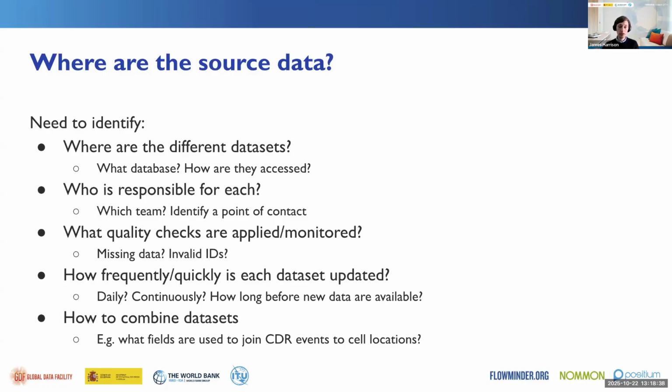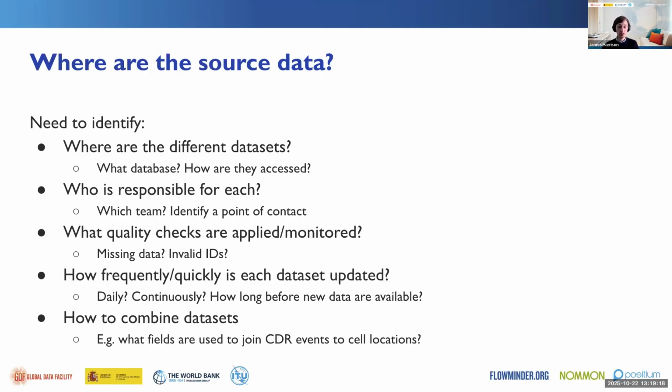What quality checks are applied and monitored? So can we be sure that there's no missing data, no time ranges that have got lost somewhere? Are there checks to ensure that for example, the device IDs, the cell IDs appearing in this data set are valid? It's possible there are invalid values there. So yeah, we want to know what checks are already being applied, how confident can we be in the quality of this data? Because that would determine how much we need to check these things ourselves within the pipeline.